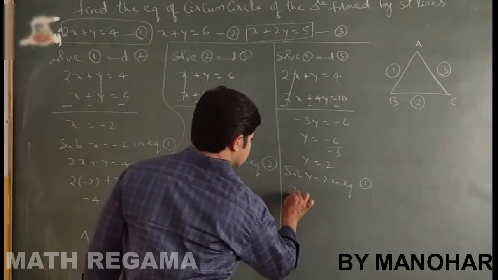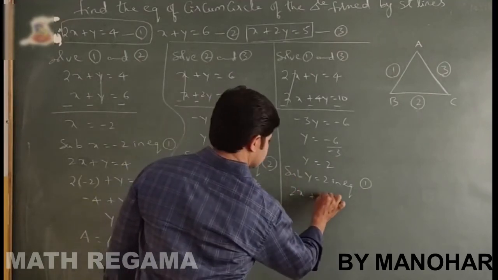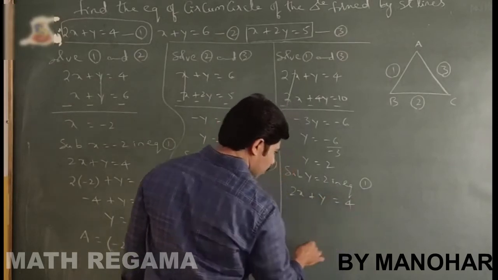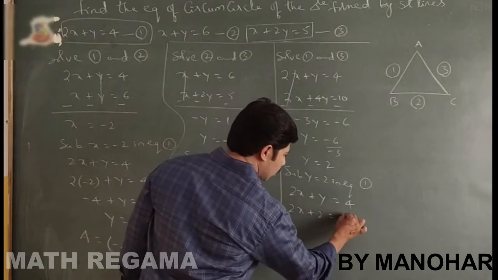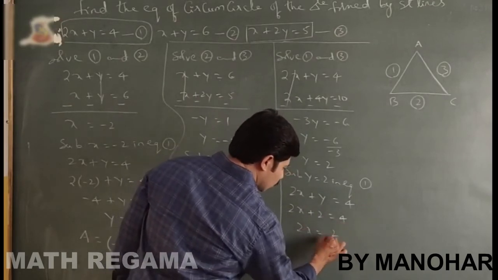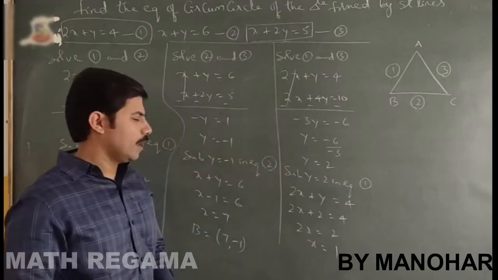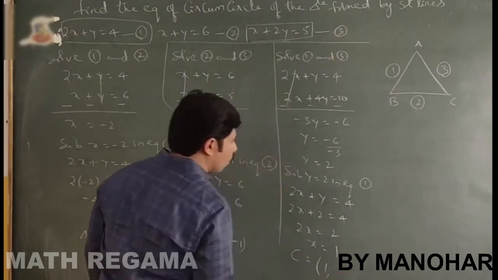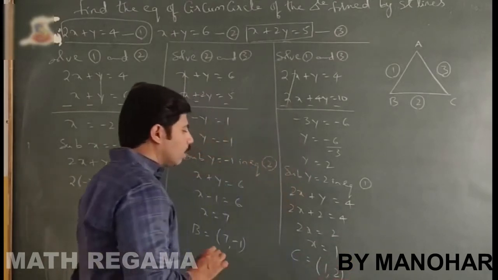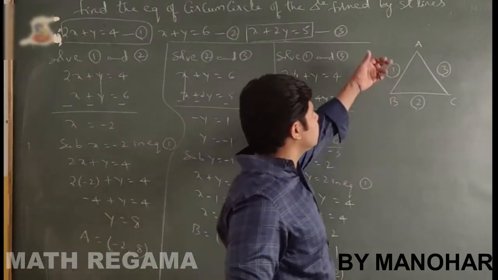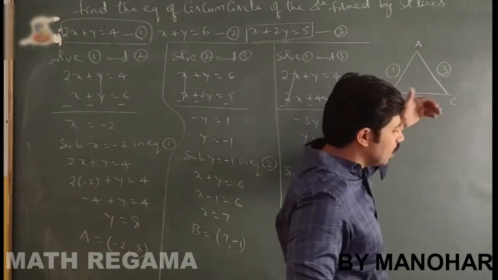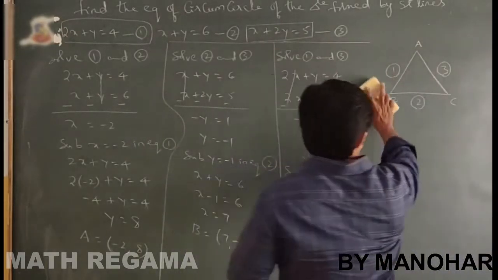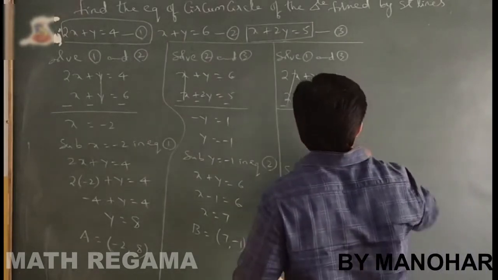Equation 1 is 2x plus y equals 4. So 2x plus 2 is equal to 4, 2x is equal to 2 and x is equal to 1. Now what is point C? Point C is (1, 2). Now see, here we got all 3 vertices of the triangle: A, B, C.